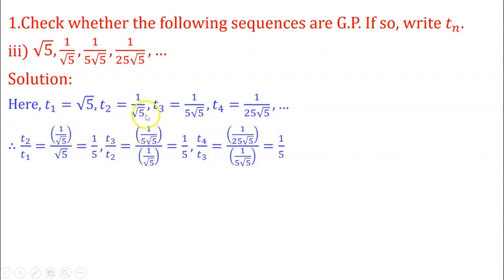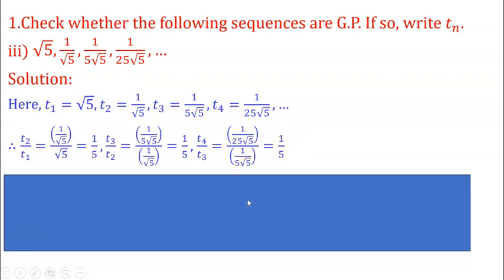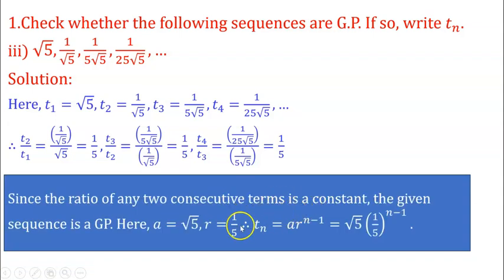T3 upon T2, 1 upon 5 root 5 upon 1 by root 5, you will get again 1 by 5. T4 upon T3, that is again 1 upon 25 root 5 upon 1 upon 5 root 5, you will get here 1 by 5. The ratio is constant. Since the ratio of any two consecutive terms is constant, the given sequence is a GP.